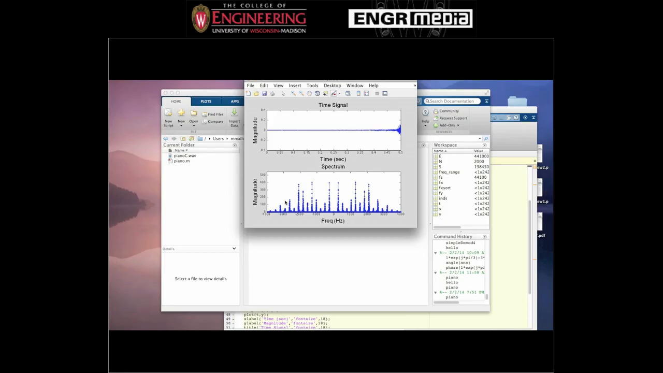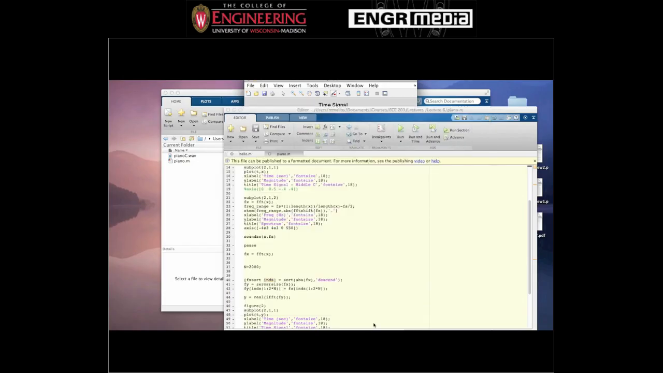Again, the signal now with only the largest 2,000 sinusoids sounds almost identical.